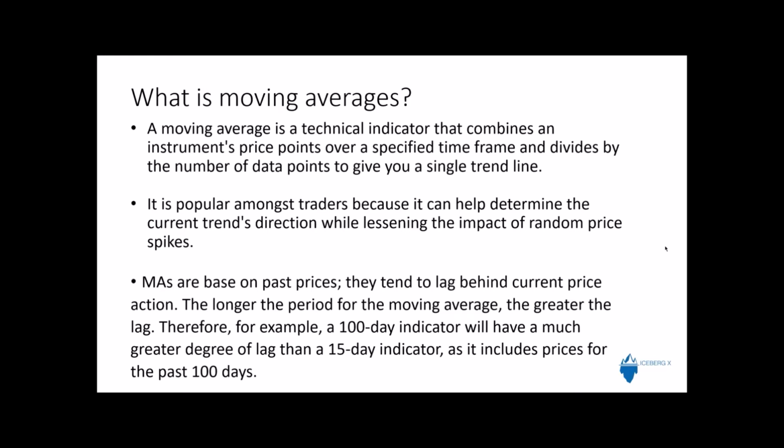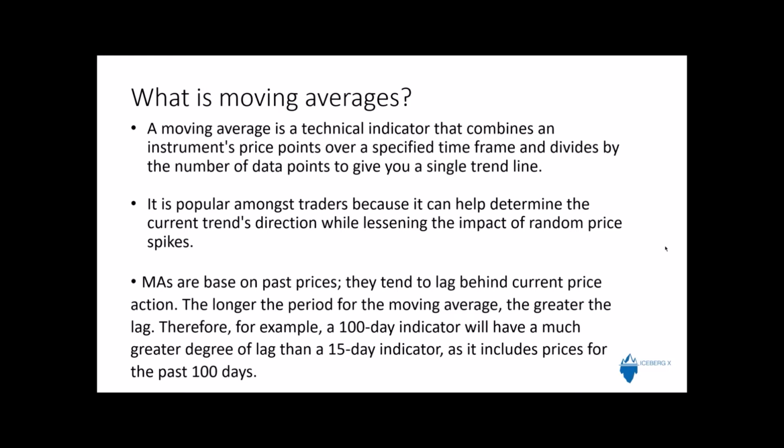So let's take an example. If you take a 100-day indicator, that means you are taking the average of the prices over those 100 days. If you take a 15-day indicator, it's the average of the prices over 15 days. So obviously, 100 days is looking at a bigger series, so the average tends to lag a bit more. With 15 days, you're talking about two weeks' worth of trading data, so that's going to be a faster movement compared to a 100-day indicator.